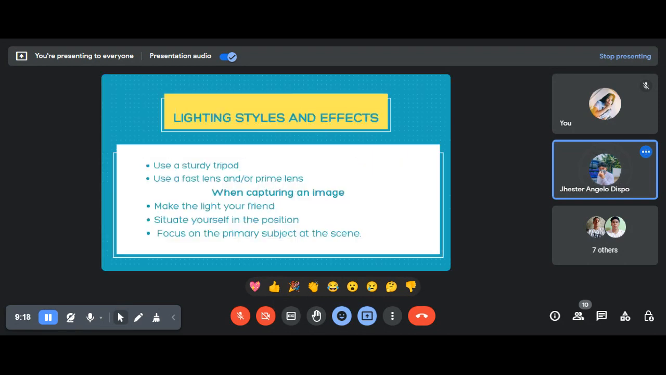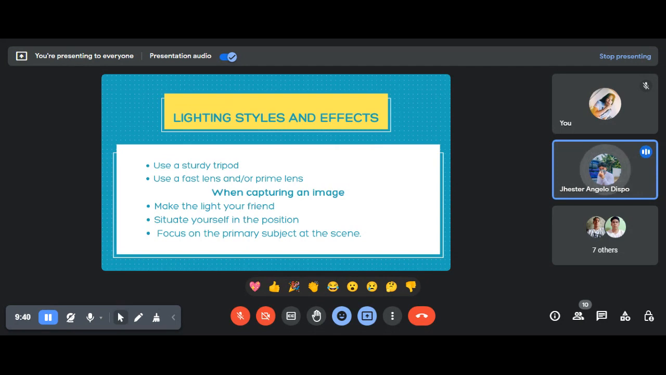Next, please. Lighting styles and effects. One tip to consider is to use a sturdy tripod for long exposures. If you are without a tripod, you must increase your ISO to allow a handheld camera shutter speed.